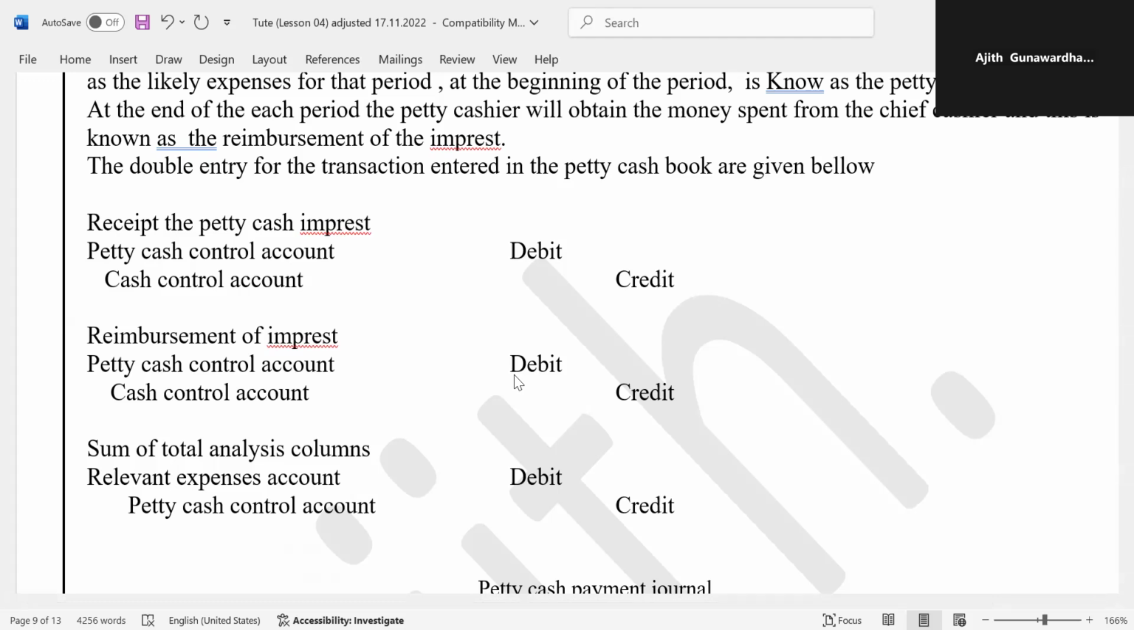It is called the petty cash imprest. Therefore, there are three steps to be applied. First, cash received from the chief cashier. Then petty cash expense paid by using petty cash.